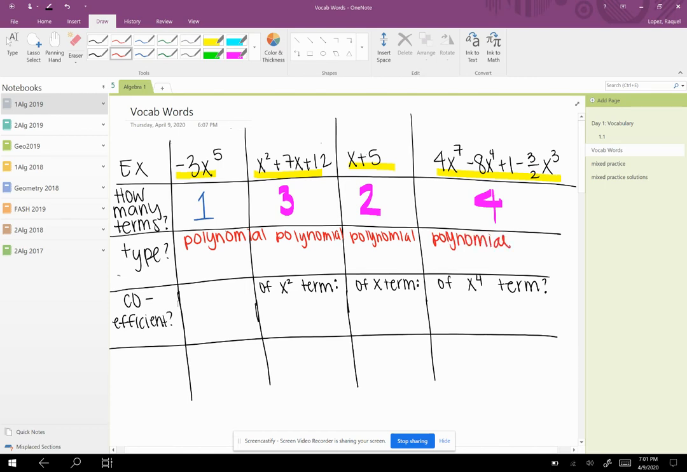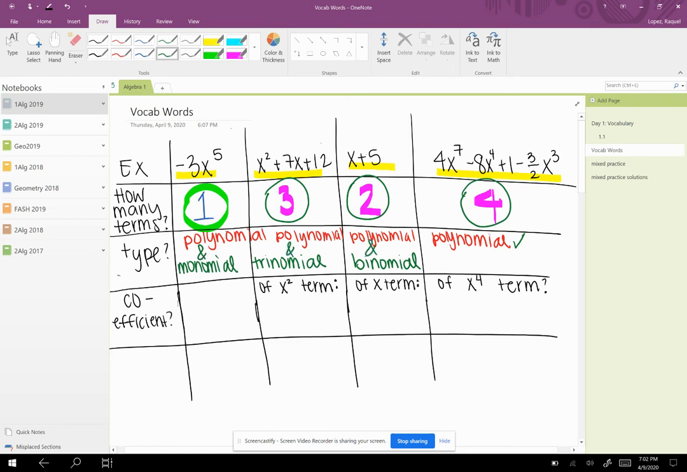Okay, but then we can be a little more specific with some of these. So for example, this expression, negative 3x to the 5th, had 1 term, so I can be specific and call that a monomial because it's got 1 total term. The one right next to it had 3 different terms, so we called that a trinomial. X plus 5 had 2 different terms, so that we called a binomial. Okay, and we don't really have a formal word for something with 4 terms, so we're just going to leave that as a polynomial, okay? But for the first 3, they were polynomials, and then we gave them a more specific name, okay? So they are both of those things.